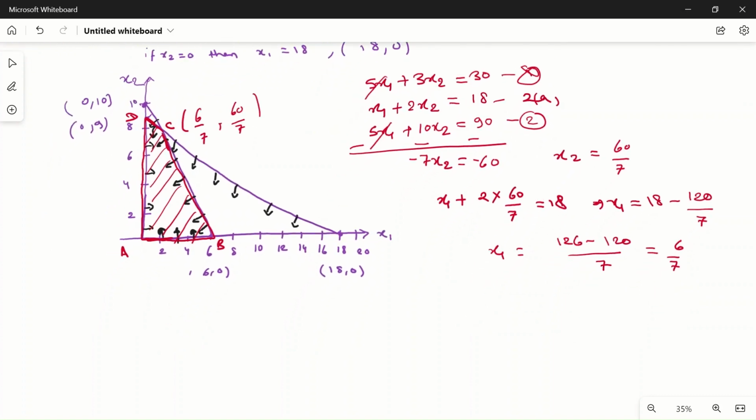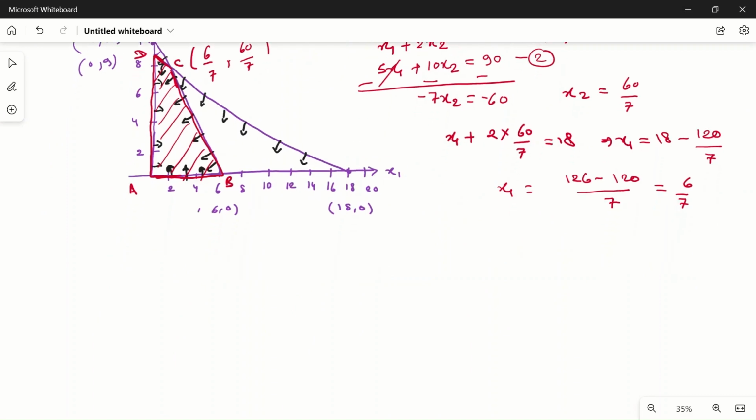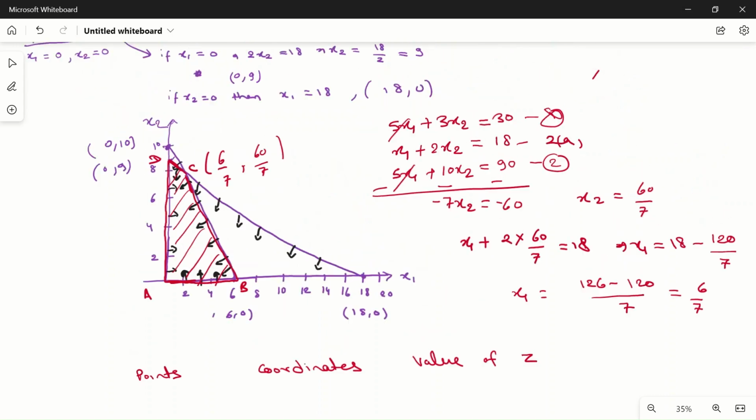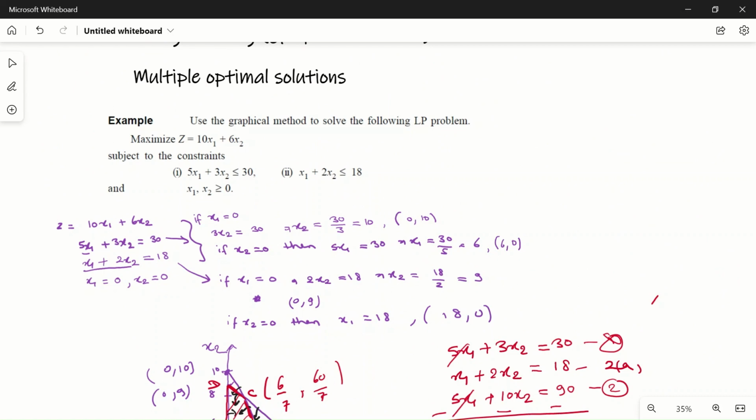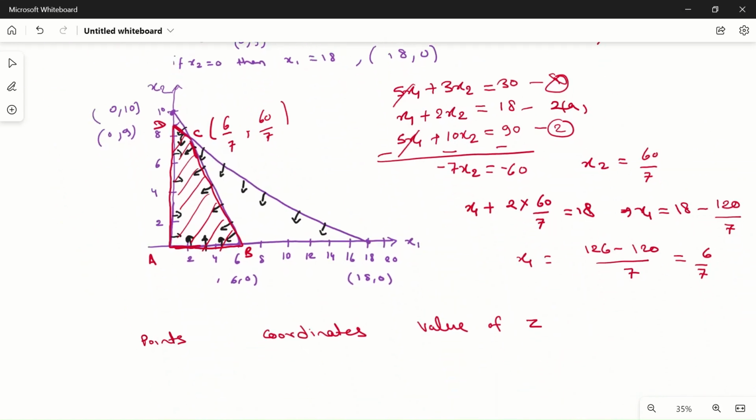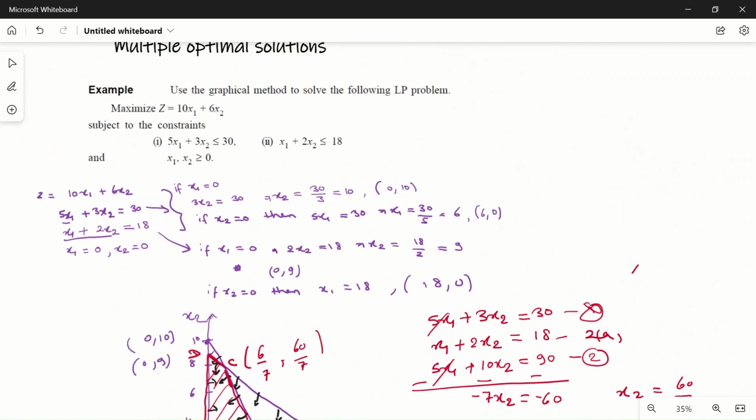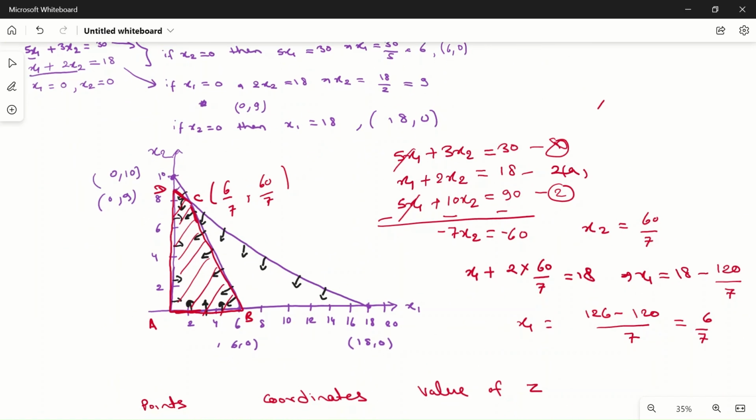Okay, so we have to make a table to solve this problem. We will write the points, then the coordinates, then the value of Z, where we have to maximize the objective function. The value of Z is 10x1 plus 6x2.